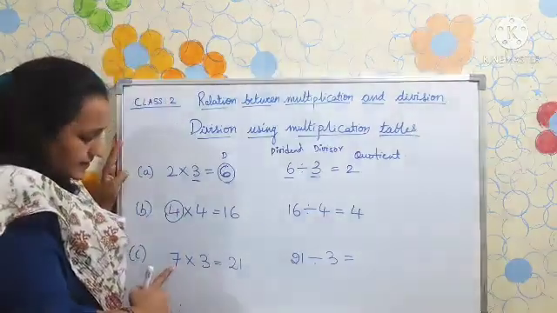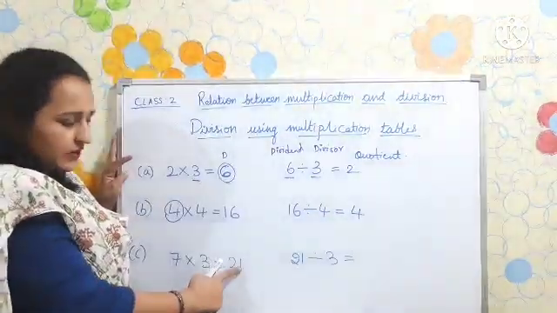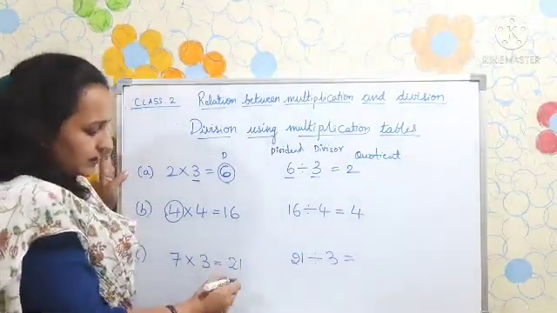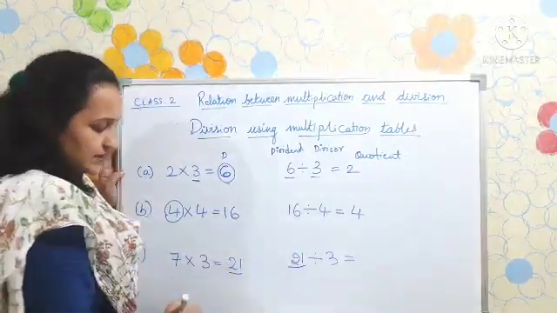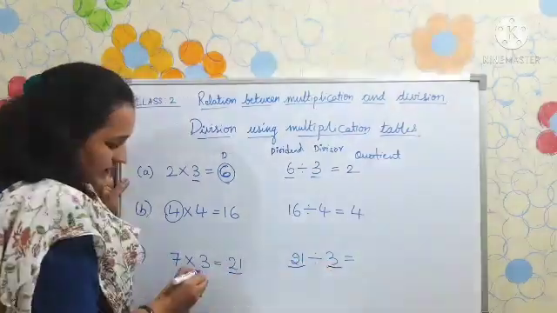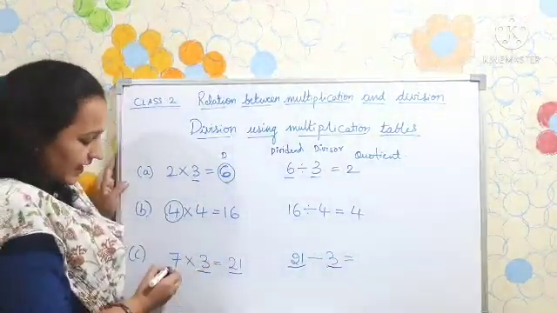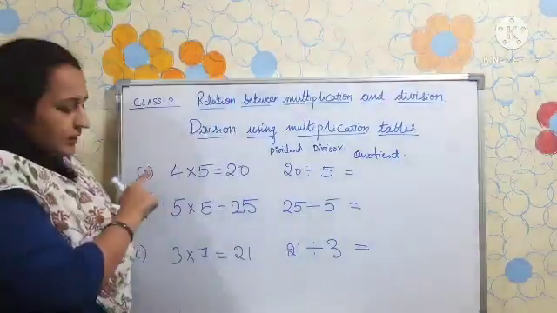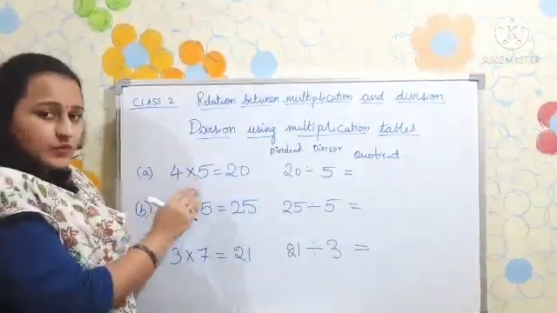Right. Now, 7 times 3 is 21. 21 divided by 3 is how much? These two 21s are dividends. 3 and 3 are divisors. And the quotient is 7. Now, let us see some more examples.